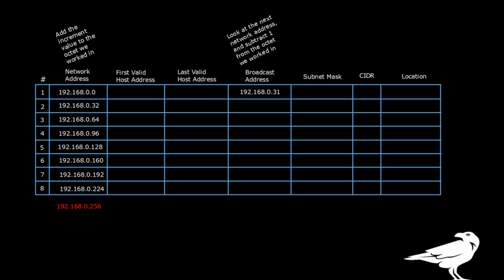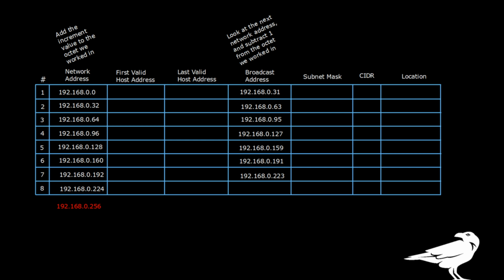If I move on to the second subnet, I look at the next subnet, which is going to be .64, and I subtract 1 from that, it gives me 63. On the third subnet, I look at the fourth subnet's network address, and I see it's 96. If I minus 1, it's 95. So that makes the third subnet's broadcast address .95. For the fourth subnet, to work out its broadcast address, I look at the fifth subnet's network address, which is .128. Minusing 1 from it gives me 127. Then, for the fifth subnet, it is going to be .159, because if I look at subnet number 6, 160 minus 1 is 159. For the sixth subnet, it is 191. For the seventh subnet, it's 223.